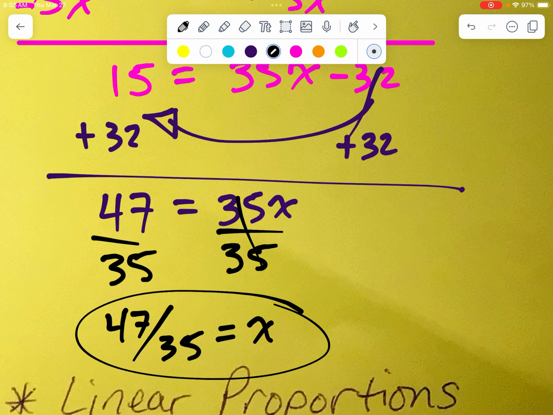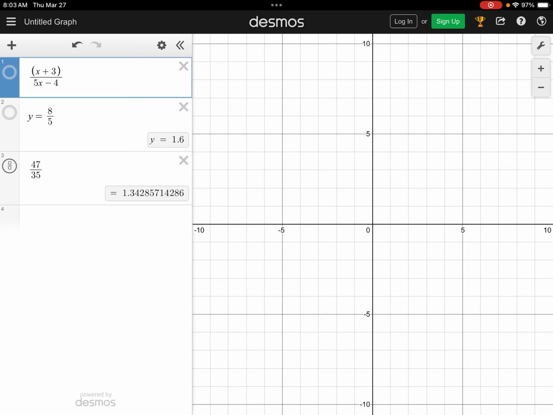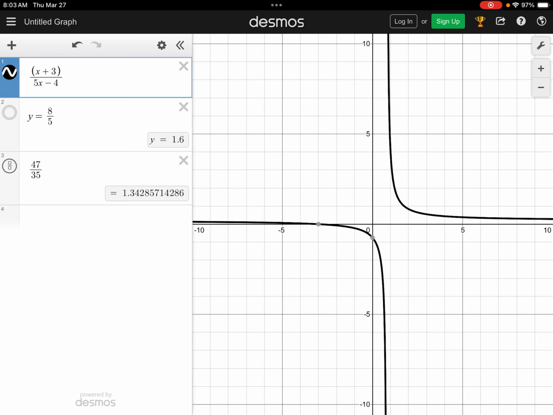What does that look like from a graphing calculator standpoint? Let's fire up Desmos here. I already have the left side here, the x plus 3 divided by 5x minus 4, which gives us this type of graph. And then for the right side, if you type in 8 divided by 5 and you don't see anything, you're going to need to type in y equals 8 divided by 5. That way it knows it's some kind of graph instead of just a number. And so now I have two graphs. I'm looking for the intersection, right? And I already have 47 divided by 35 converted to a decimal.